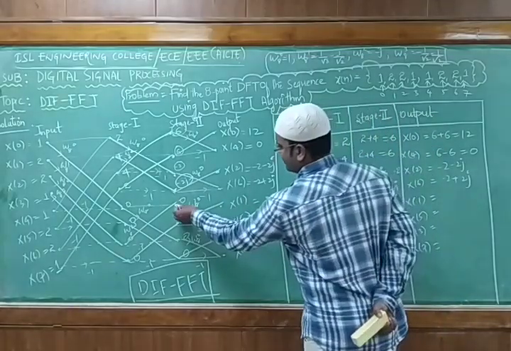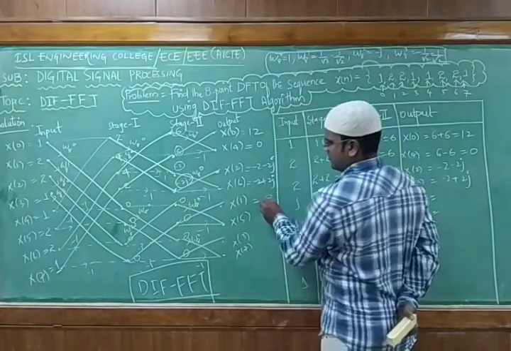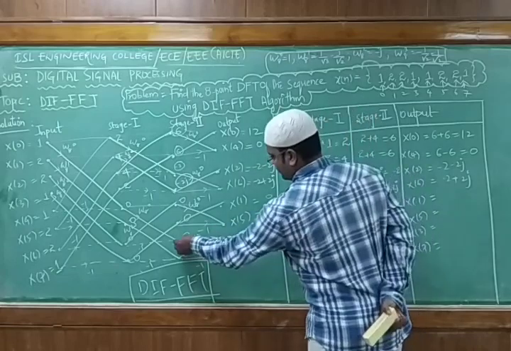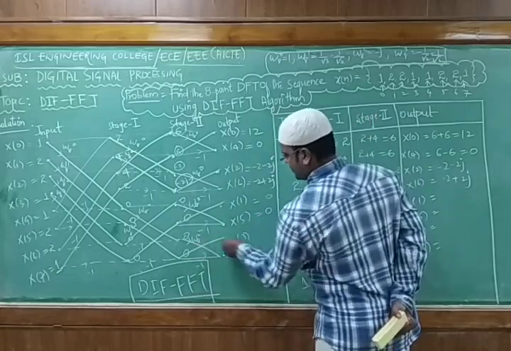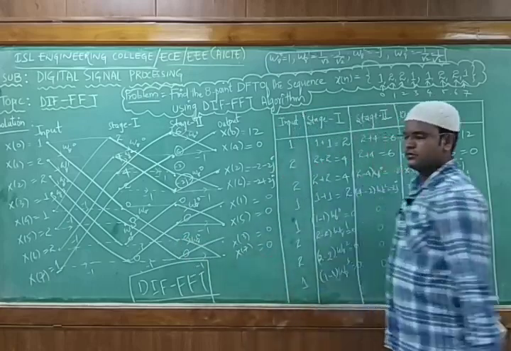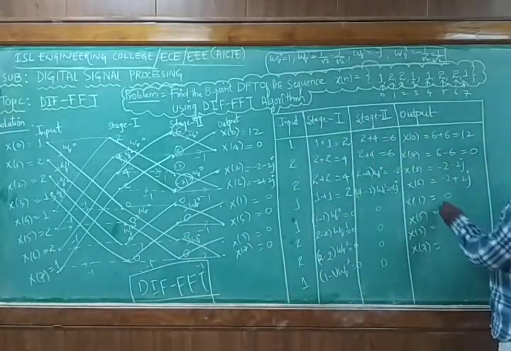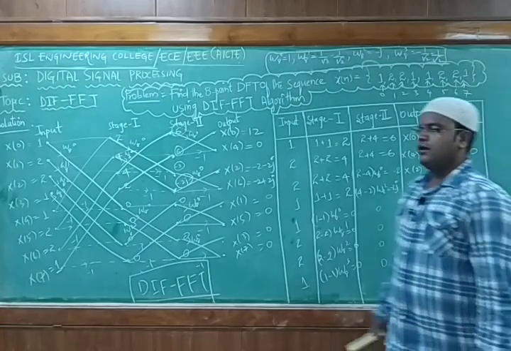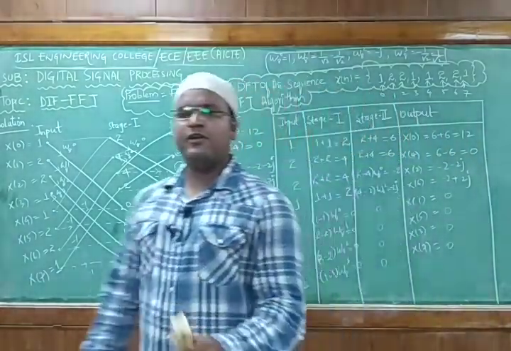Similarly, X of 1. What is the X of 1 value here? It's 0, 0 minus 0. X of 5, 0 minus 0. Next, X of 3. What is X of 3? 0 minus 0. X of 7, again 0 minus 0. So the remaining values we got are 0, 0, 0 and 0. So we found the DIF FFT for the given sequence.